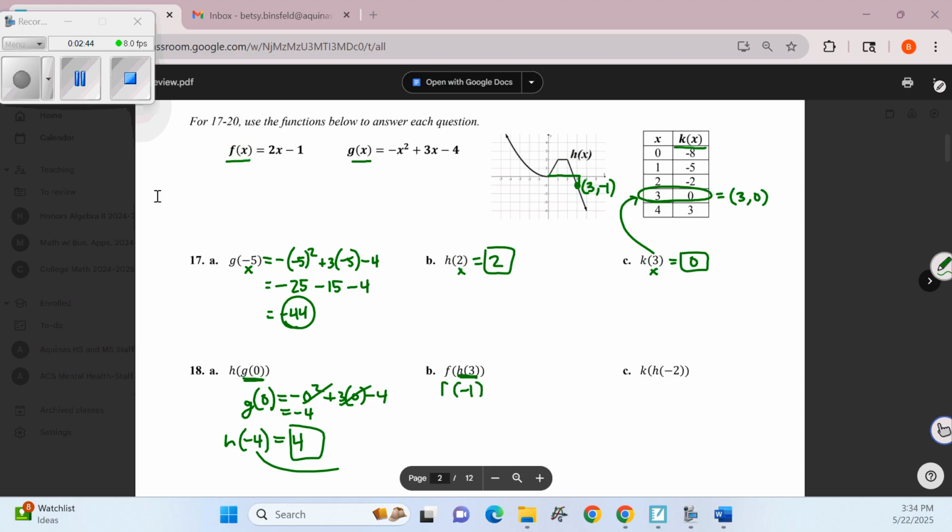And then bringing everything else down, now we're looking for F of -1, which means we go over to our function F above. So every place we see an X, we're going to replace it with -1. So 2X minus 1 would be 2 times -1 minus 1. And this looks like -2 minus 1, which is equal to -3.